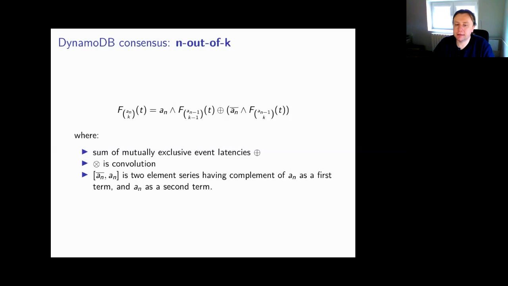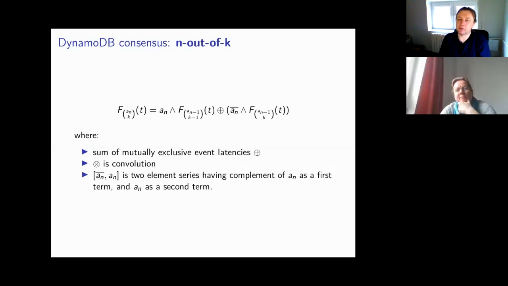So to do that, we need to look at the exclusive sum of the latencies and latency distribution. Just like for probabilities, we can sum the probabilities of exclusive events. The same way we can sum the distributions of exclusive events. So that's why we use the exclusive sum symbol here. Additionally, we use convolution and 2-element series, that is the complement and the second term. And this is basically the recursive equation that allows us to compute the latency of DynamoDB.